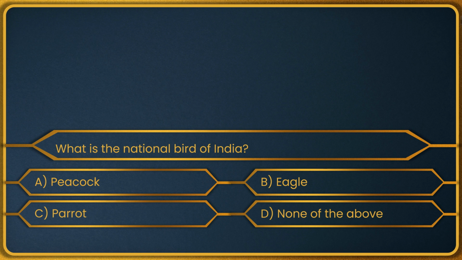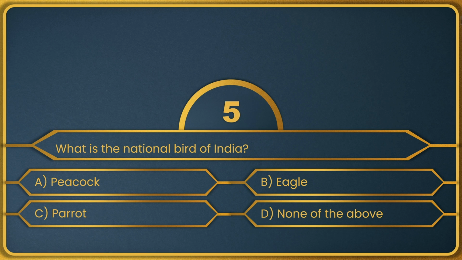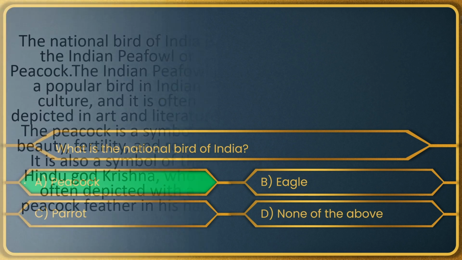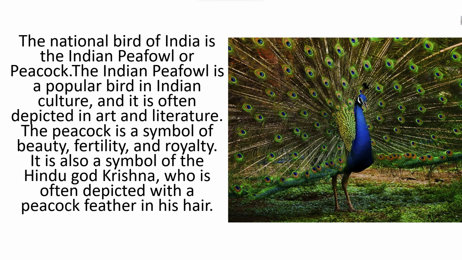Next question. What is the national bird of India? Option A. Peacock. B. Eagle. C. Parrot. D. None of the above. Answer. Option A. Peacock. The national bird of India is the Indian peafowl or peacock.